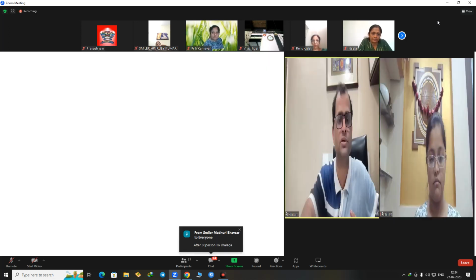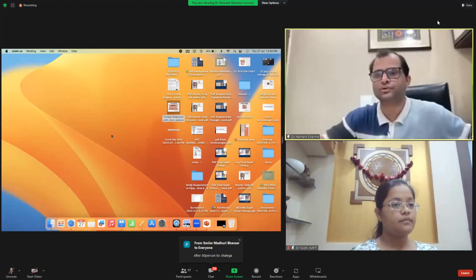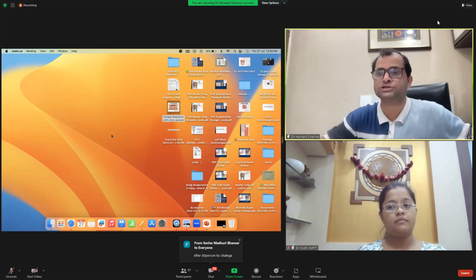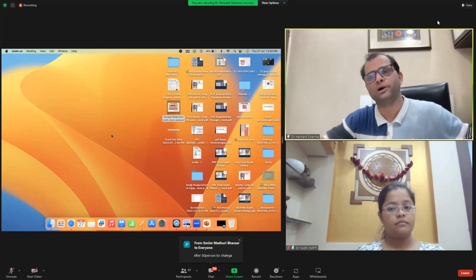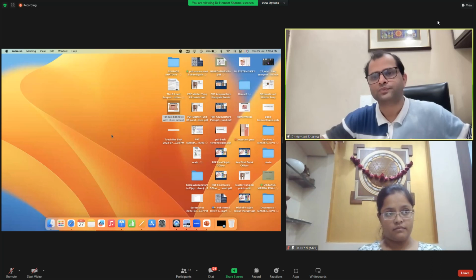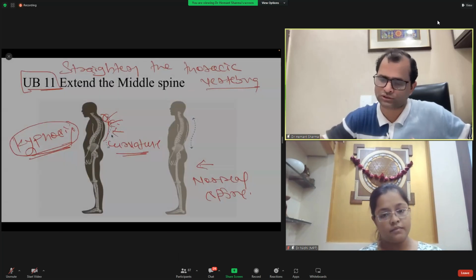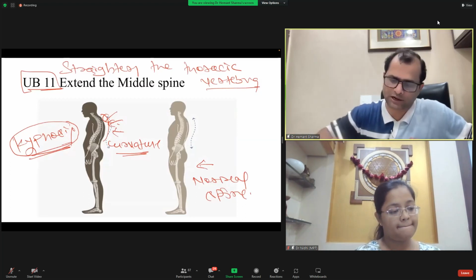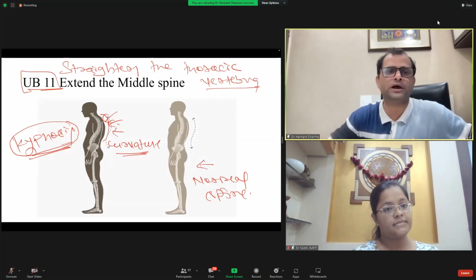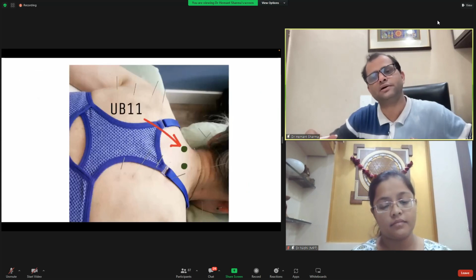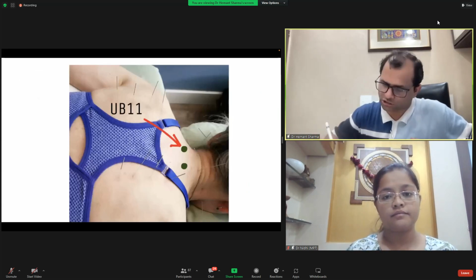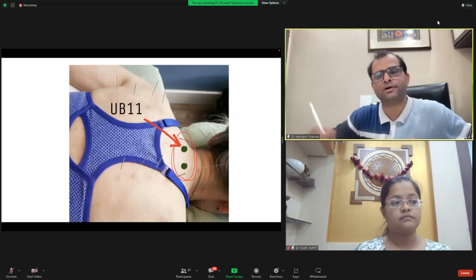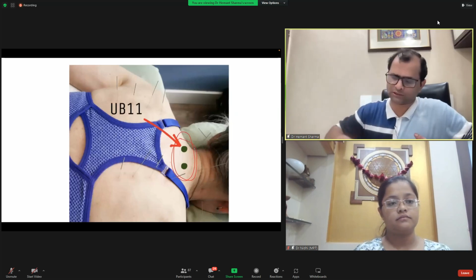We already know this, but now we... Whatever the age, you will get improvement gradually, slow and steady improvement. You can see the urinary bladder 11 point will be very good for this condition. So this is the location of urinary bladder 11. Where it is located, let's talk about that too.